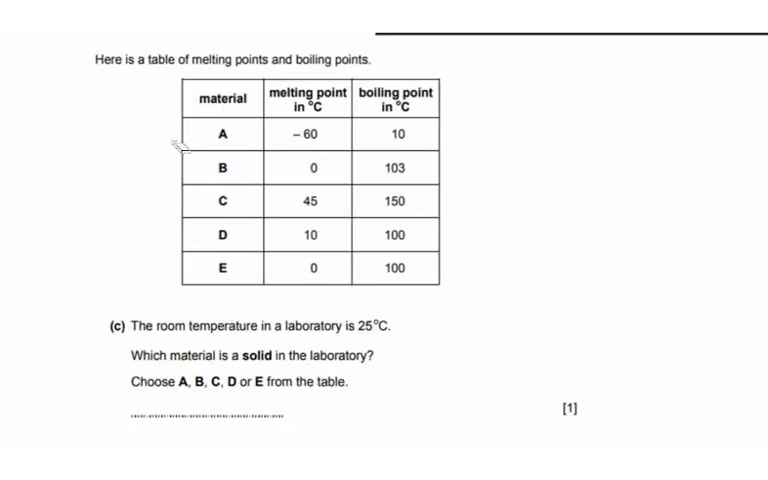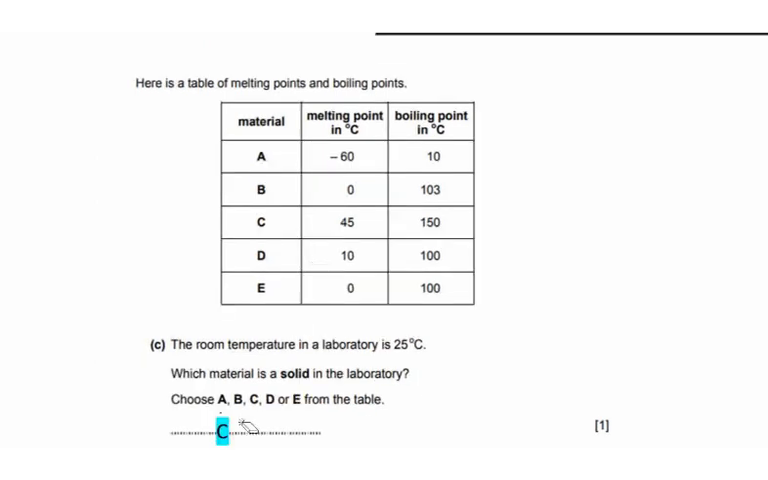Question C. The room temperature in a laboratory is 25 degrees Celsius. Which material is a solid in the laboratory? Choose A, B, C, D, or E from the table. The answer is C, since C has a melting point of 45 degrees, which is higher than 25 degrees Celsius. So it will still be in the solid state.